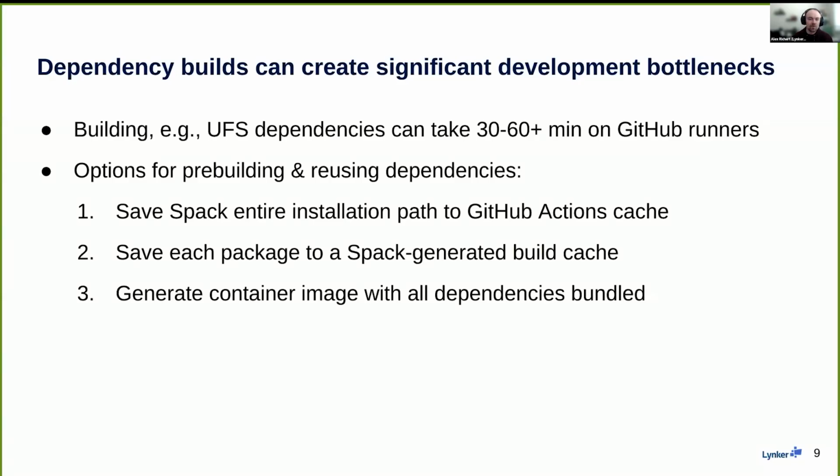We can save a whole installation path to a GitHub Actions cache. It's a little bit less flexible of a solution because if something changes, like we want a new version, then we end up rebuilding everything. But it's a pretty good solution, and it saves us a lot of time.